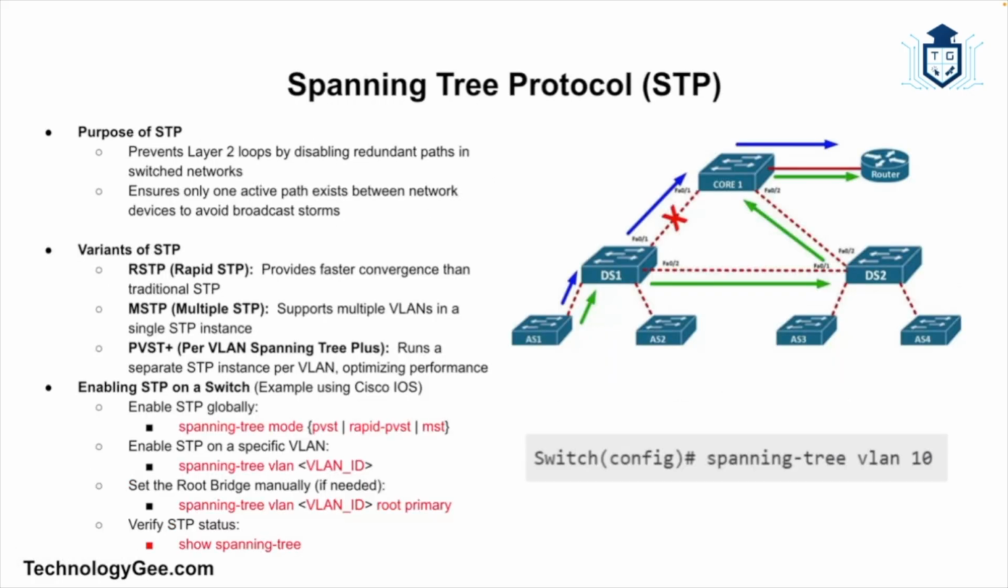All right, so let's move on and talk about the spanning tree protocol. So spanning tree protocol, this prevents layer 2 loops by disabling redundant paths in a switch network.